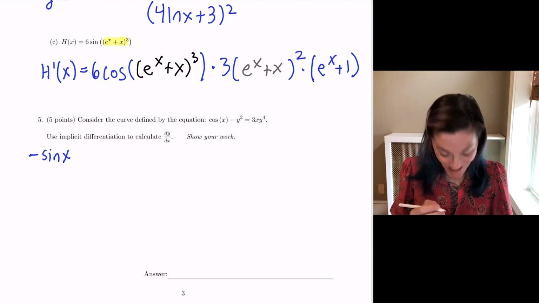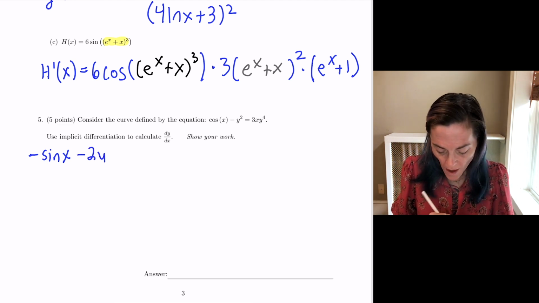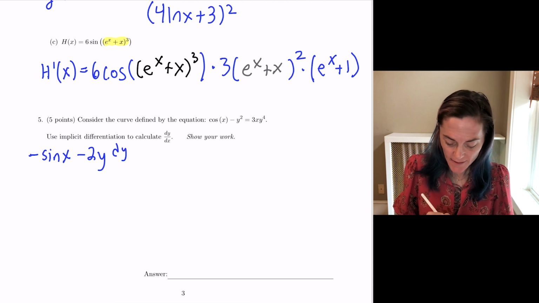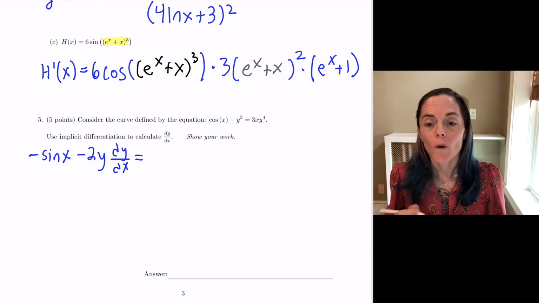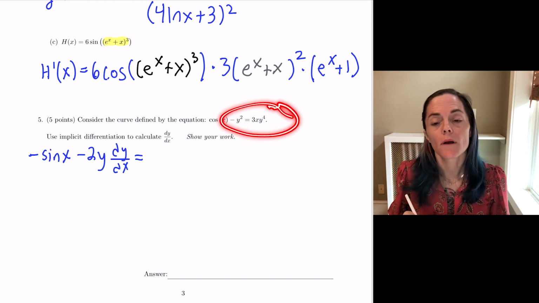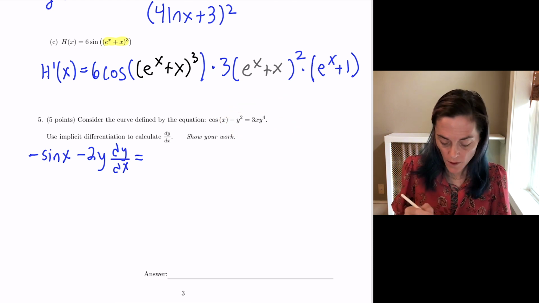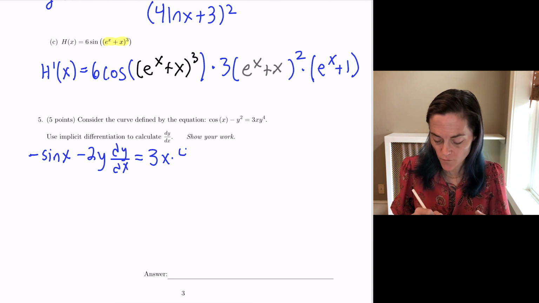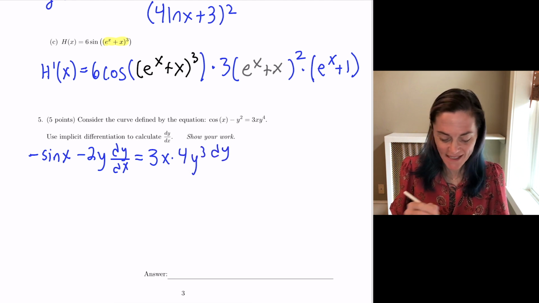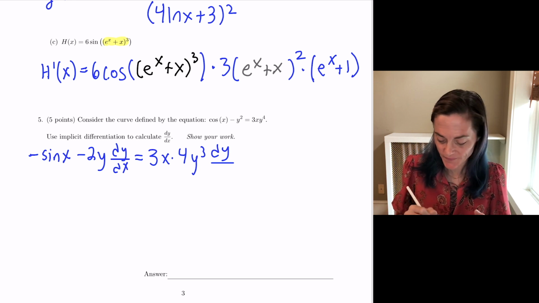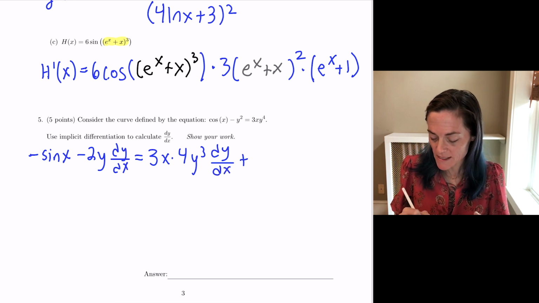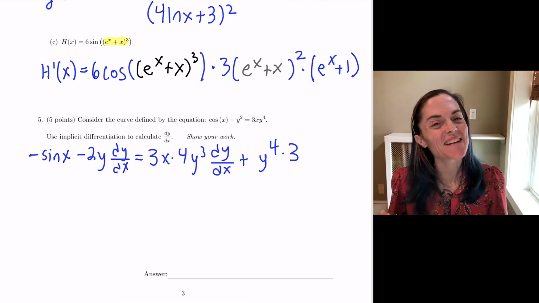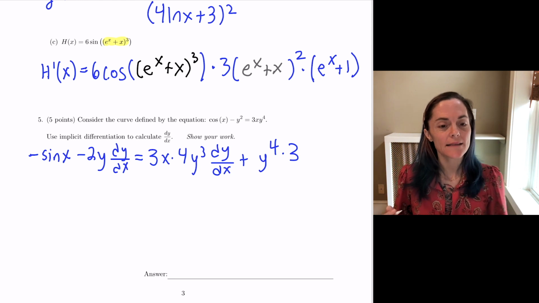Differentiate minus y squared, we have minus 2y dy dx. And this will equal, well, here we have a product rule, 3x times y to the 4th. So we have first times the derivative of the second, which is 4y cubed dy dx. And then plus the second times the derivative of the first. So I've differentiated both the left-hand side and the right-hand side.